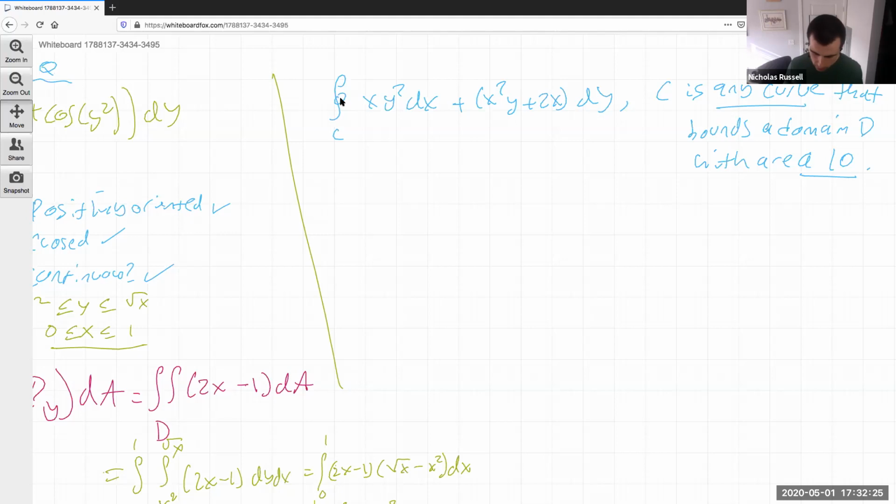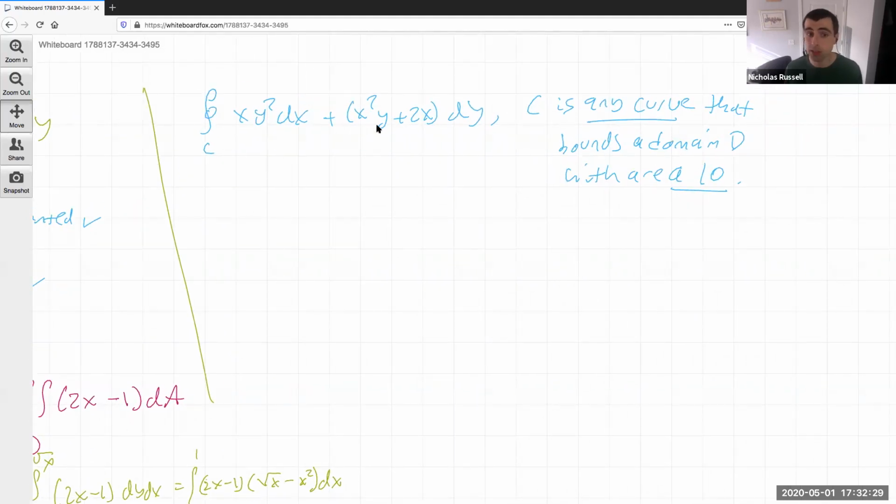So, okay, a couple of things. I look at this integral. Again, this is a work integral. I have a positive orientation for my curve C. C is any curve that bounds a domain D with an area of 10. So I see that it's any curve that bounds a domain, so we know that it's closed. We know we're positively oriented. And we have to assume that because these are all polynomials, we're continuous everywhere.